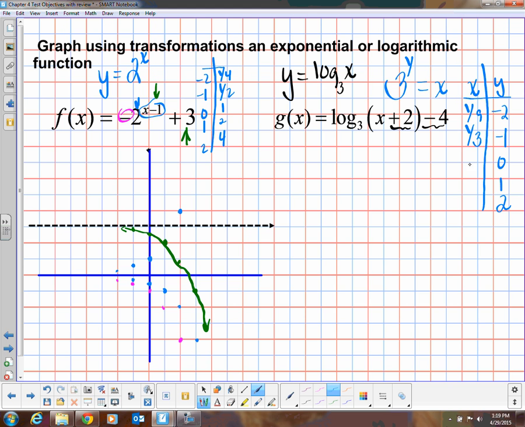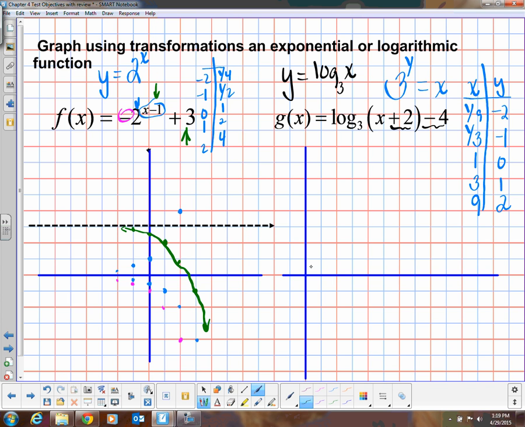1/3. What's 3 to the 0? 3 to the first? 3 to the second? Okay. So now I need another. So now we're going to graph those points. So I'll start in black.